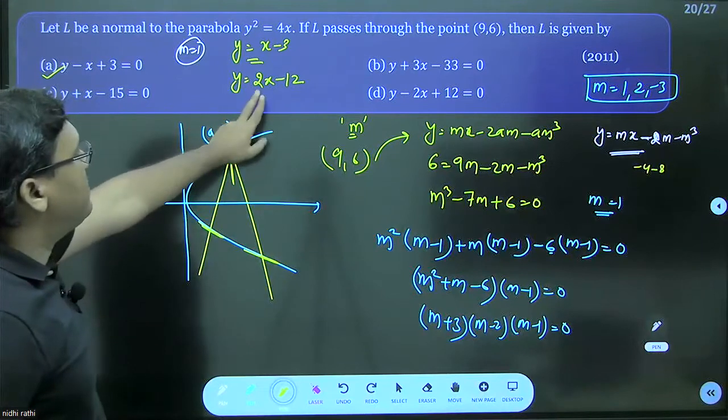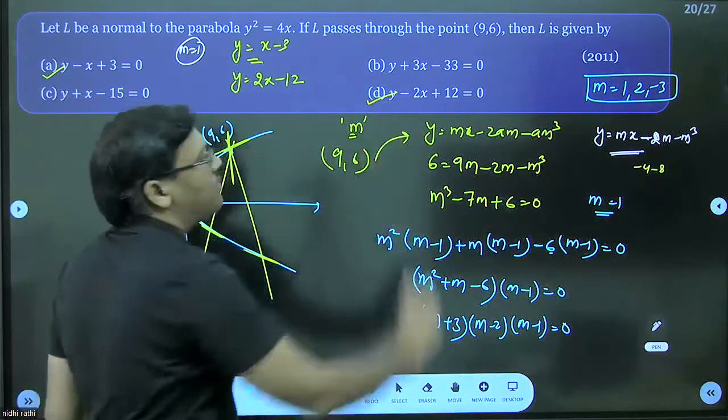This is y minus 2x plus 12. Y minus 2x plus 12. That is option D, the correct answer.